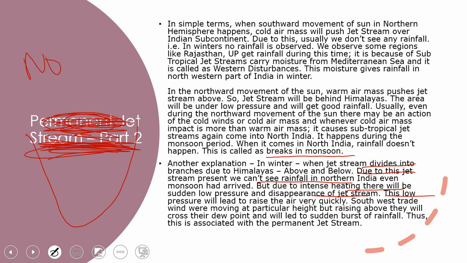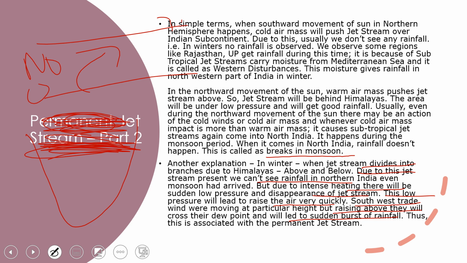So this low pressure will lead to the air rising very quickly, and the southwest trade wind, after crossing the 0 degree equator, we will see this till 30 degrees, and it will cross 35 degrees also. So the southwest wind will move at a particular height, but while rising, it will cross its dew point, and it will lead to a sudden burst of rainfall.